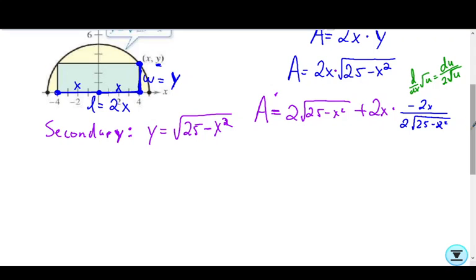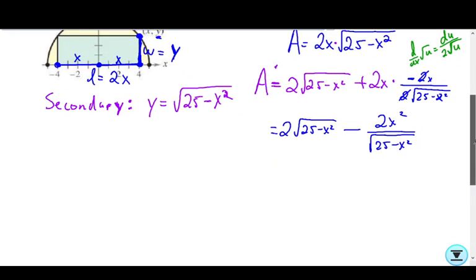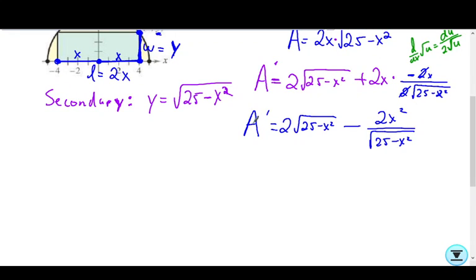Now let's do some simplifying. This 2 and that 2 divide out. So I'm left with 2 square root of 25 minus x squared, and this is going to be minus, because of this minus here, and then 2x times x is 2x squared over the square root of 25 minus x squared. So this is my derivative. Well, I have to set this equal to 0. So here we go, set equal to 0.